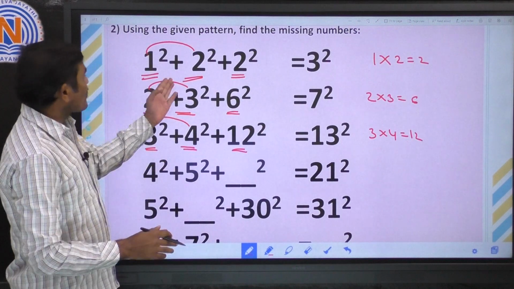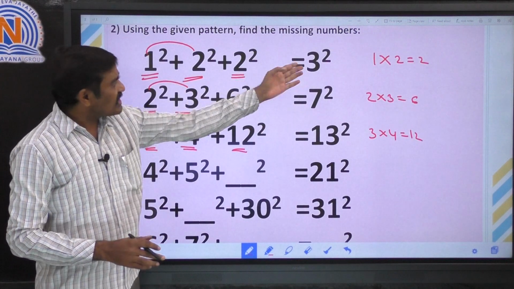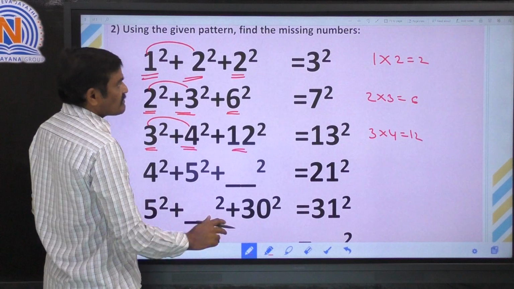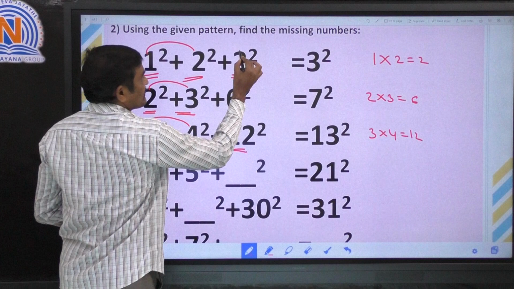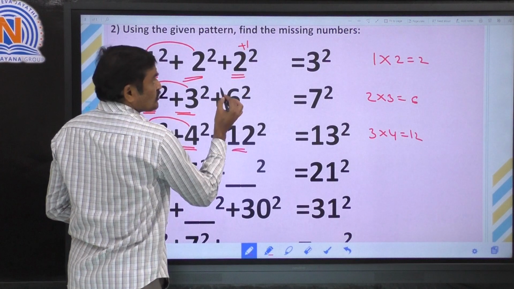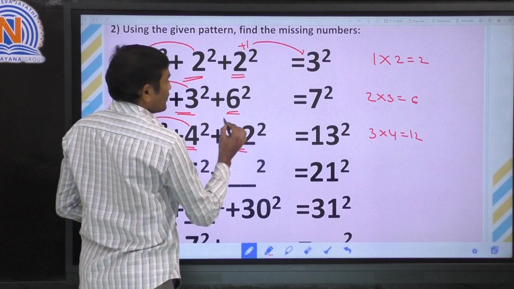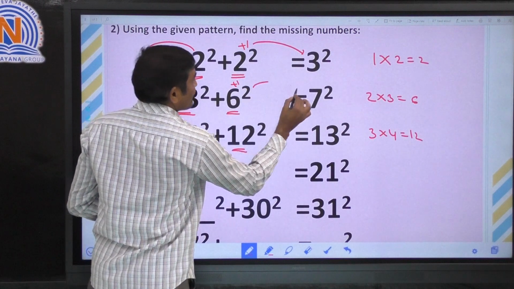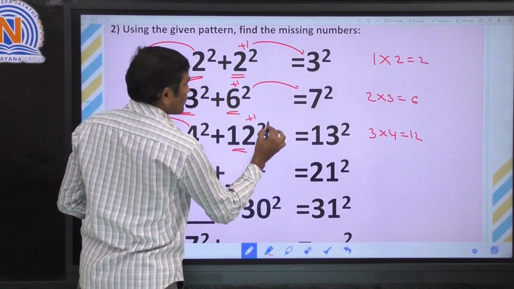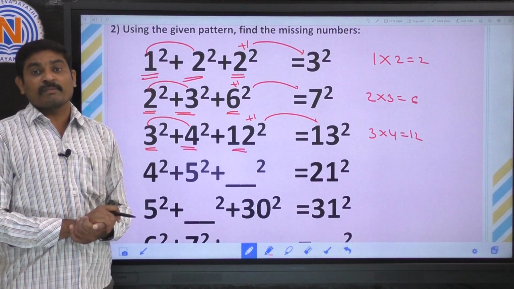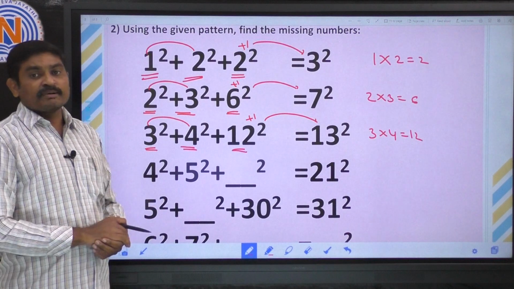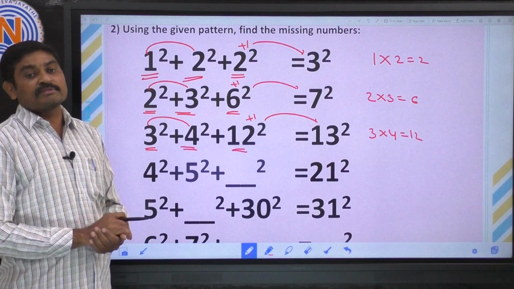Now 1 square plus 2 square plus 2 square is equal to 3 square. In the third term, observe here, the right hand side number is the previous number plus 1. 2 plus 1 will get 3. 6 plus 1 will get 7. 12 plus 1 will get 13. Okay, so this is the total pattern. By these 3 patterns we can observe it.